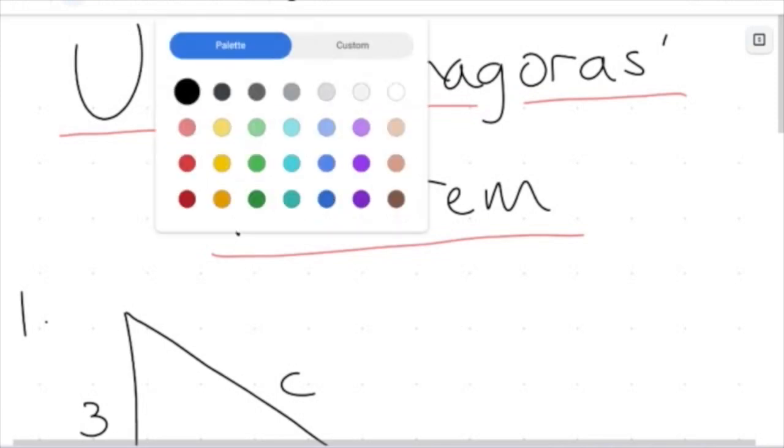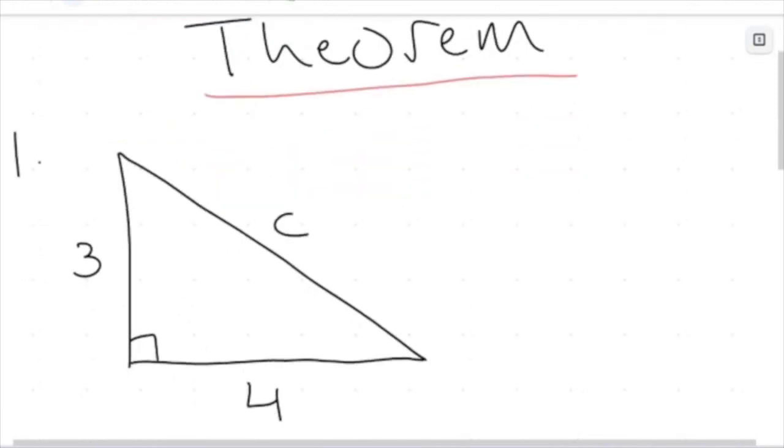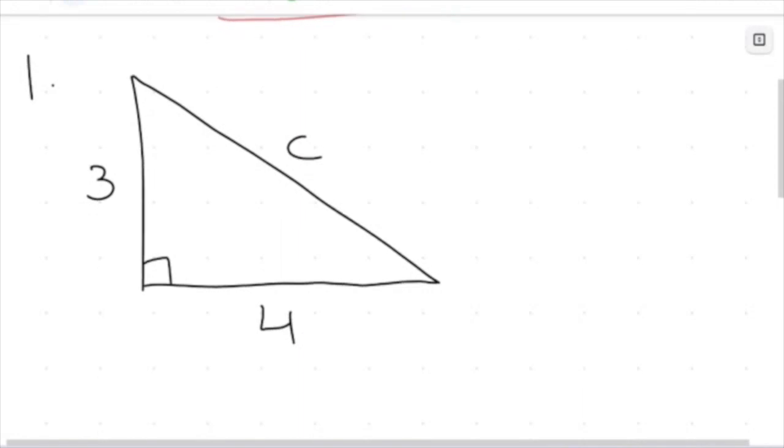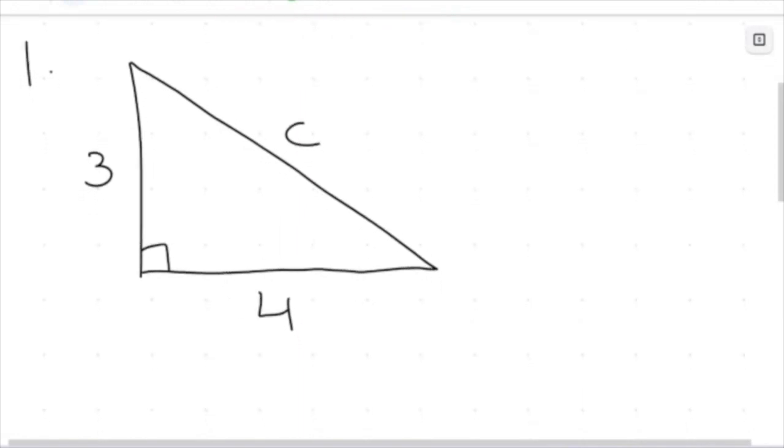So just a reminder, the theorem we came up with, the formula for Pythagoras' theorem, was a squared plus b squared equals c squared. So in essence, if I square one of my smaller sides, I square another one of my smaller sides, and I add them together, it's going to be the same as squaring this side.